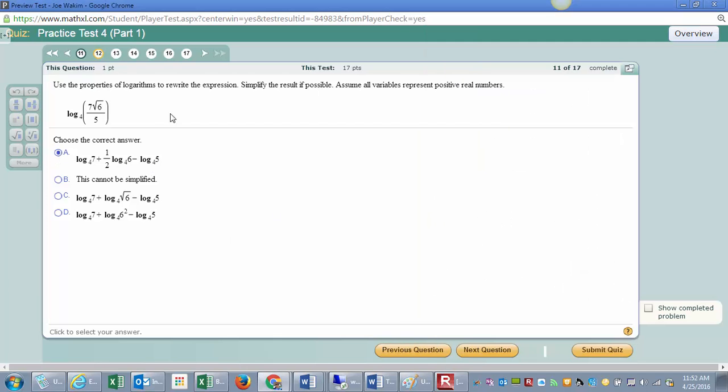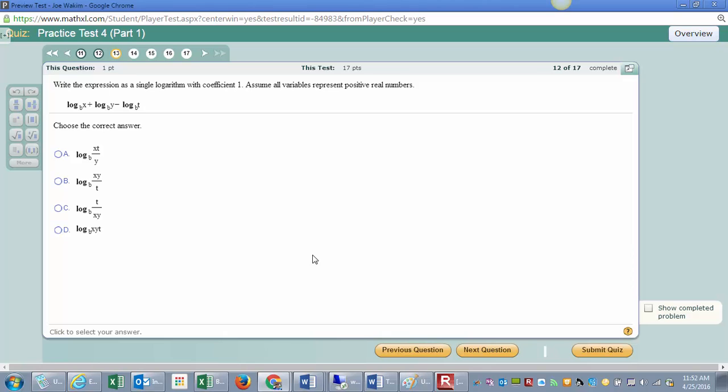Number 13. Now we're going to put them all together. So the addition becomes product, and the minus becomes quotient. So xy over z. So the addition is the multiplication, and the subtraction is a division.